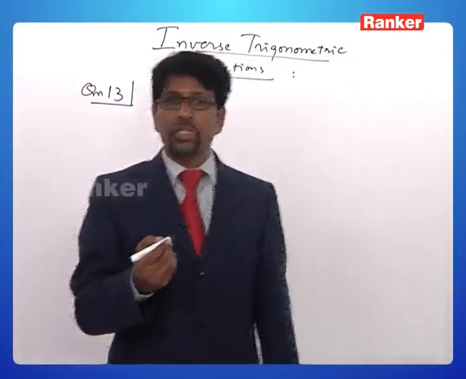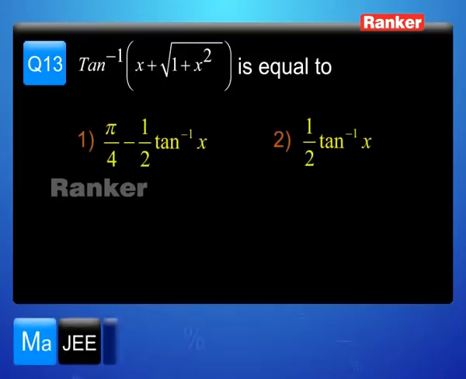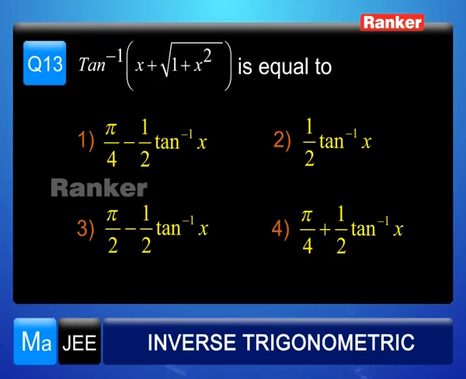So let's move on to the next question, question number 13. Tan inverse of x plus root 1 plus x squared is equal to: first option, pi by 4 minus half tan inverse x. Second option, half tan inverse x. Third option, pi by 2 minus half tan inverse x. Fourth option, pi by 4 plus half tan inverse x.